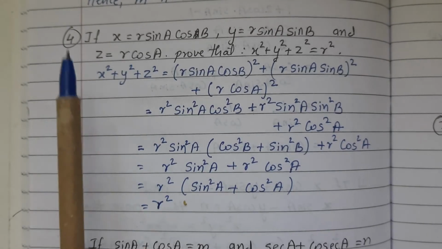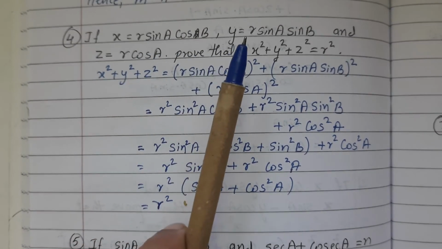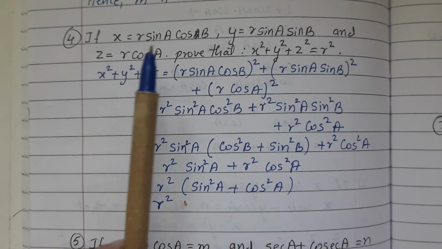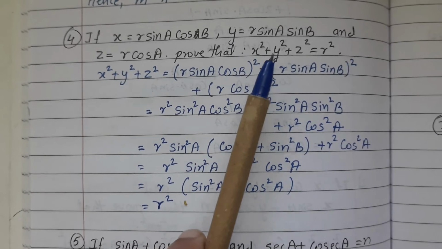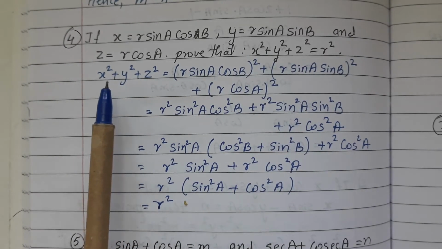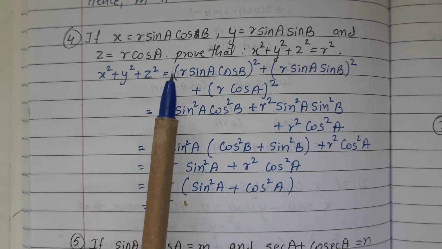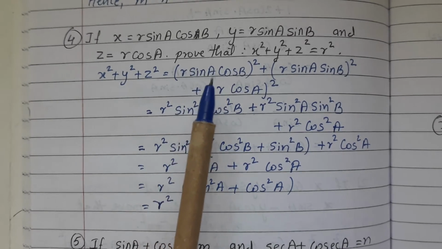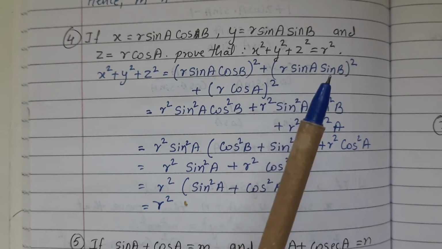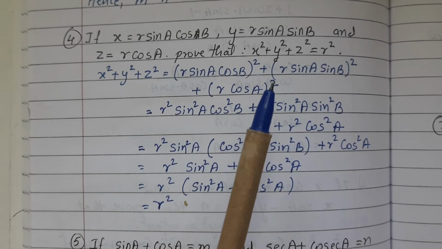Sum number 4. If x equal to r sin A cos B, y equal to r sin A sin B, and z equal to r cos A, prove that x square plus y square plus z square equal to r square. x square plus y square plus z square equal to, substitute the value of x, y and z. x is (r sin A cos B) whole square plus y is (r sin A sin B) whole square plus z is (r cos A) whole square.